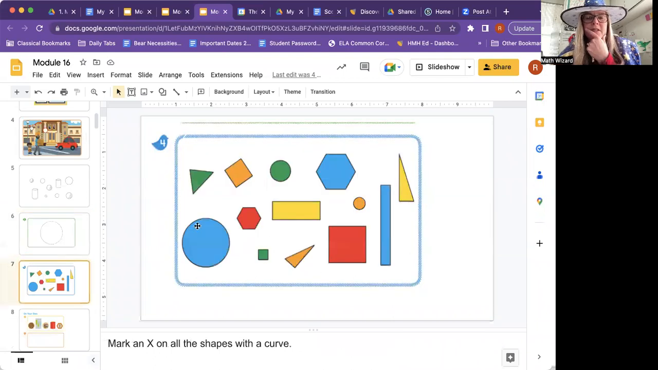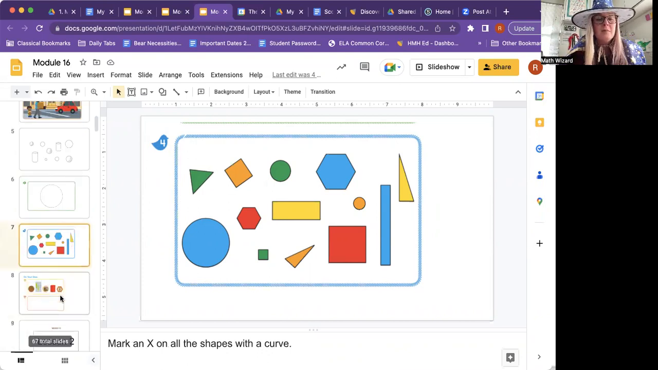All right. Find the 4. And let's see if you can put an X on all the shapes that have a curve. A curve means, is it a straight line? Are the sides straight lines? No, there's no straight line. So you only are going to put an X on the shapes with a curve. So pause this and do that.